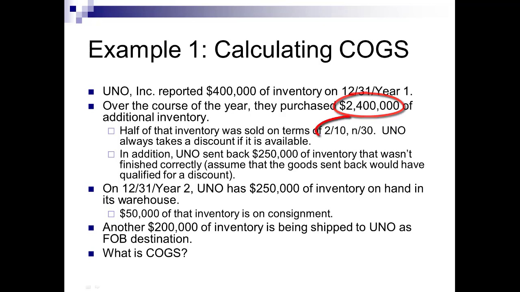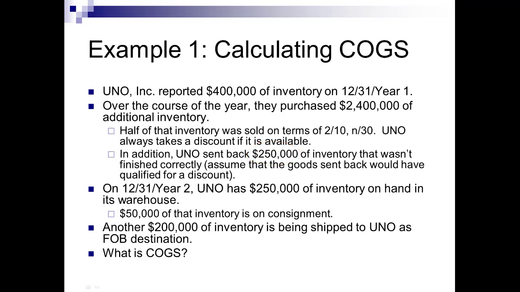Half of it was sold on terms of 2/10 net 30, and we always make sure we take a discount when there's one available. In addition, we sent back $250,000 worth of inventory because it just wasn't the way we wanted it. And that $250,000 would have qualified for a discount. It was in that half of the $2.4 million that would have gotten a discount if we had kept it.